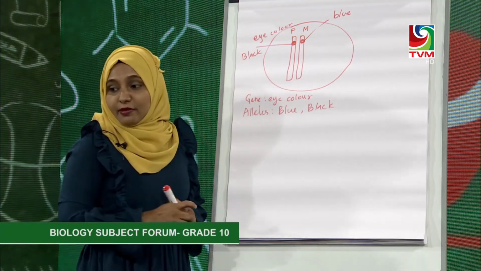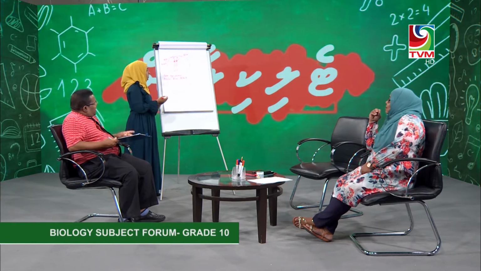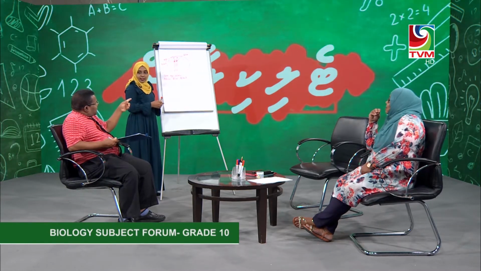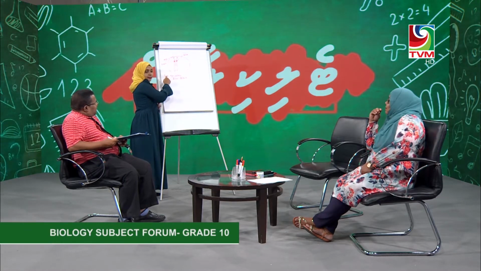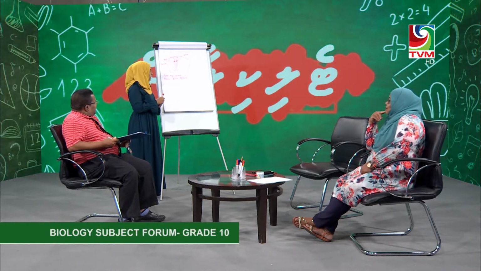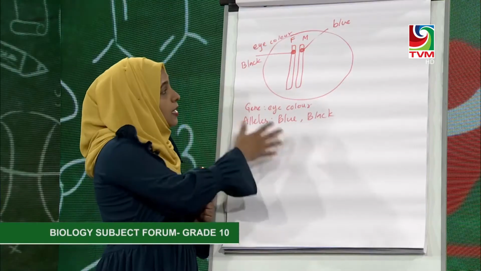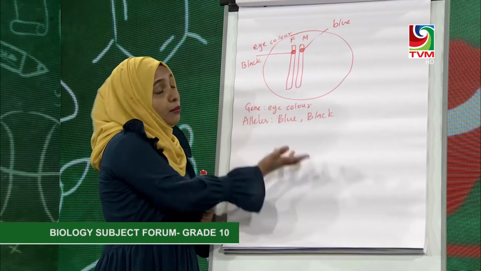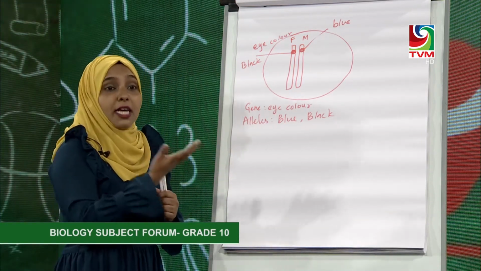Can I interrupt? Eye color is a characteristic feature, and those are the different ways it is being expressed. Exactly, sir. So you say gene is the length of DNA that controls that character, and alleles are the alternate forms of the gene. Exactly. Eye color is the gene, and black and blue are the different forms of it. Those are the alternative forms of this gene, so they become the alleles.